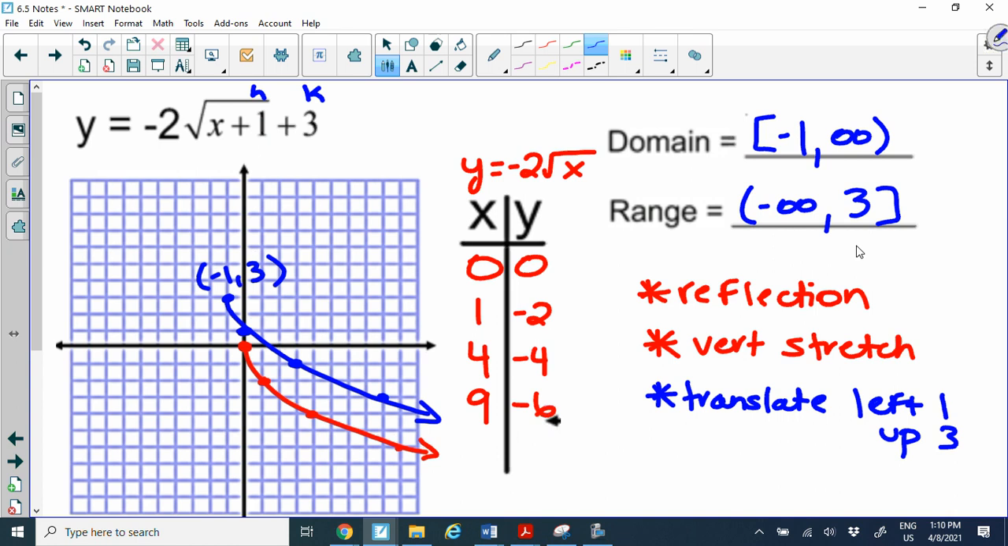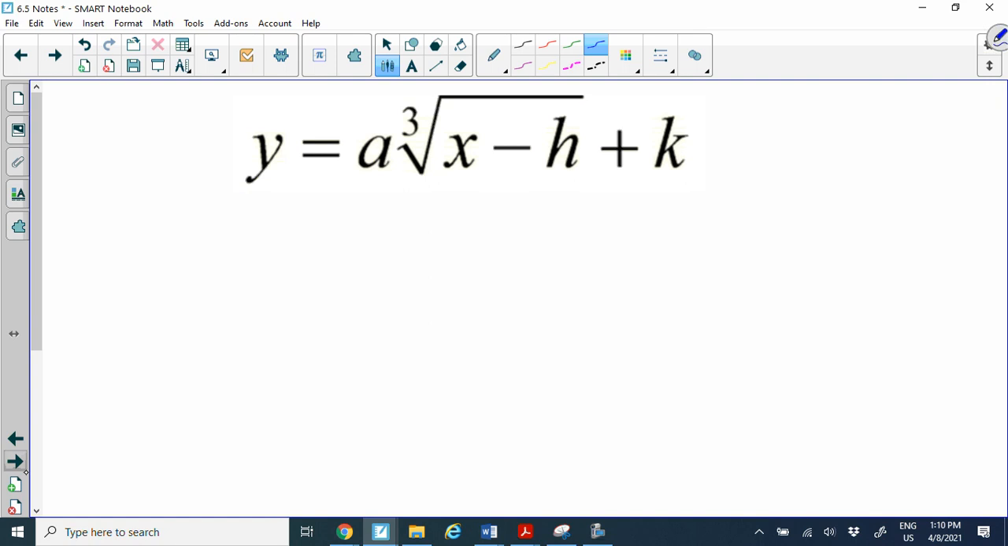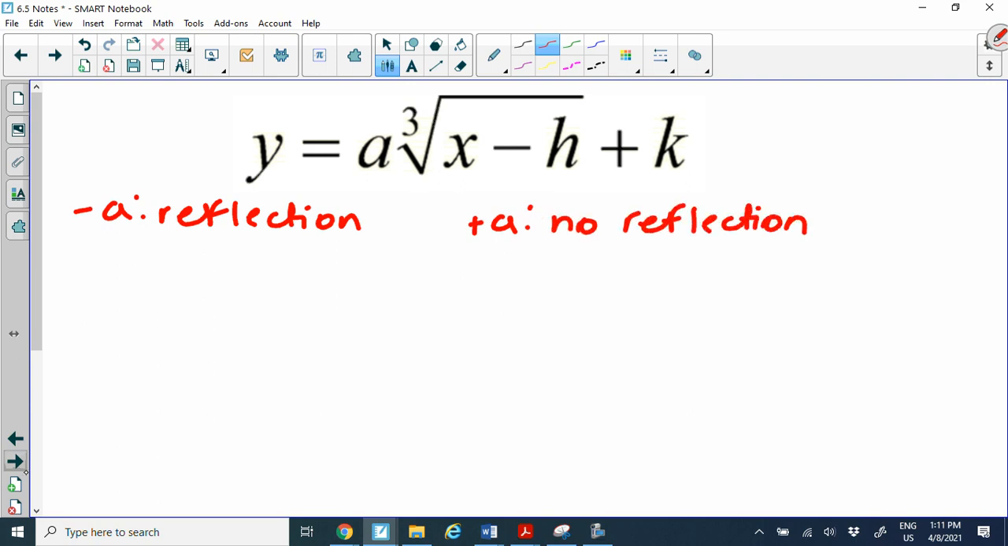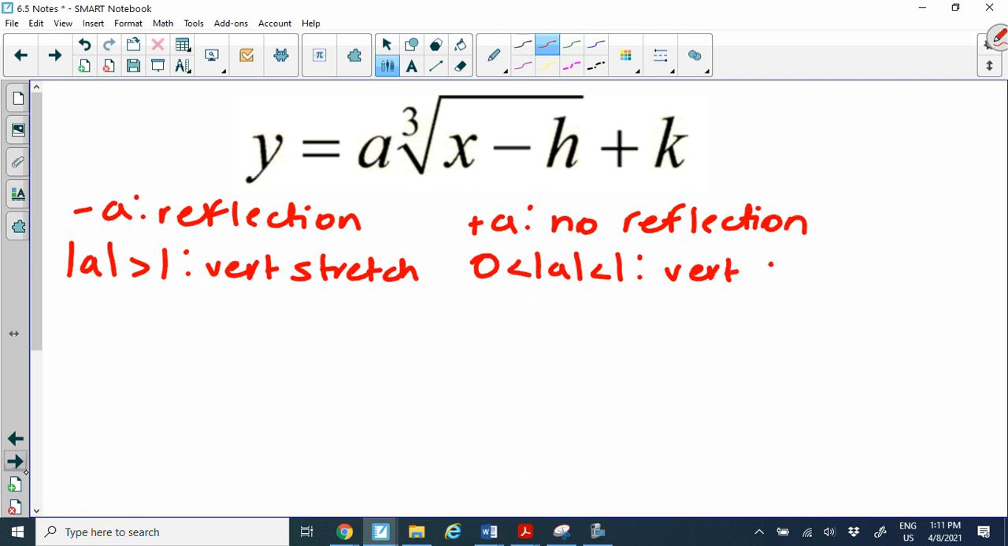Now let's go ahead and talk about the transformations of cube root functions. This is going to be the same thing. Your a, if it's negative, you're going to have a reflection. A positive a means there is no reflection. If the absolute value of your a is greater than 1, that's a vertical stretch. And if your absolute value of a is in between 0 and 1, that's a vertical shrink. Now you don't need to rewrite this because this is the same exact thing we talked about with the square root.